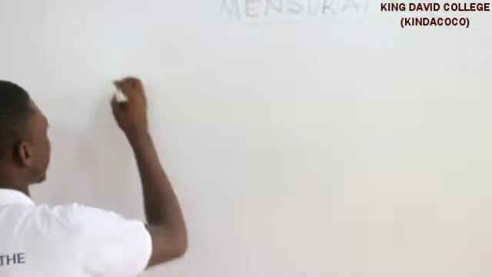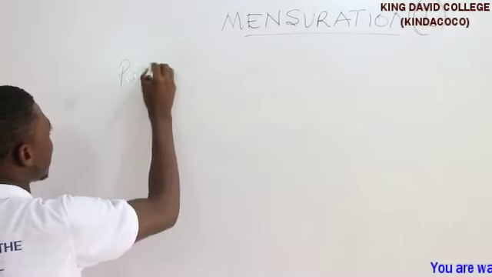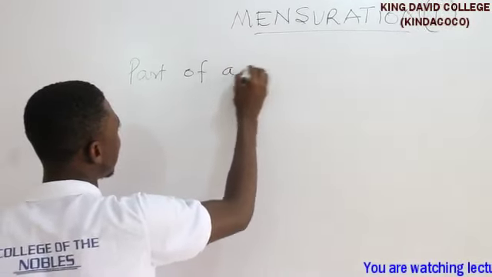So we will start from parts of a circle, then eventually we will get to finding the area and the perimeter of plane figures. So let's start from parts of a circle.